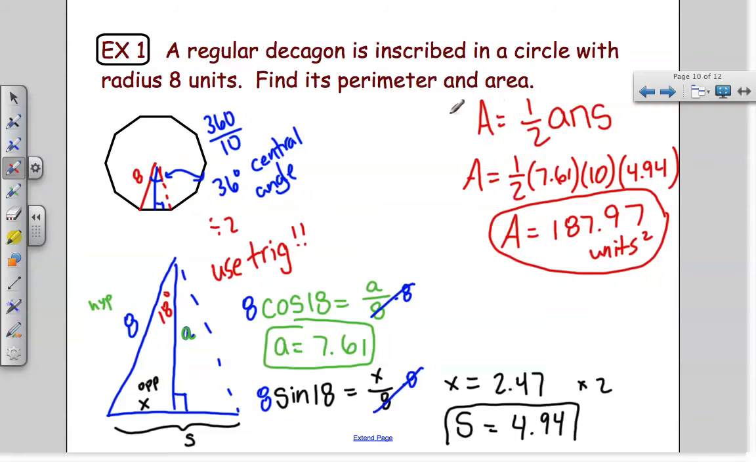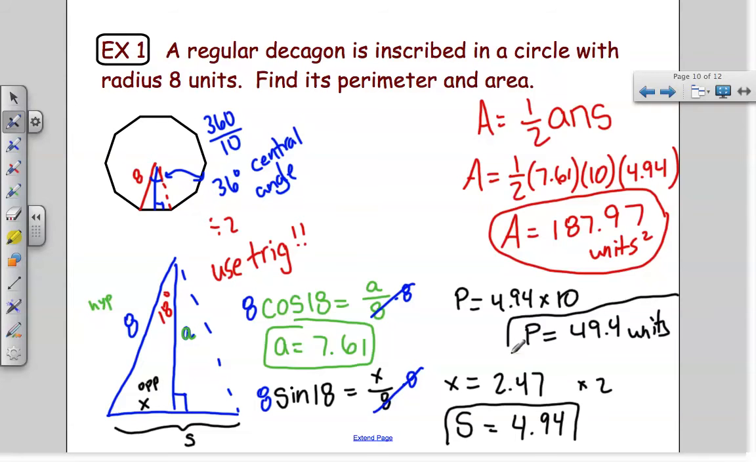Looks like I also wanted perimeter. That shouldn't be too hard. Perimeter, you just take the side length. Remember, we got 4.94 for the side length times how many sides there are. It's a decagon, so 10. Perimeter then equals 49.4. Just units because it's a distance.